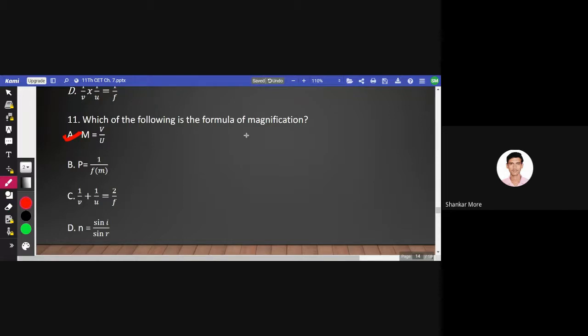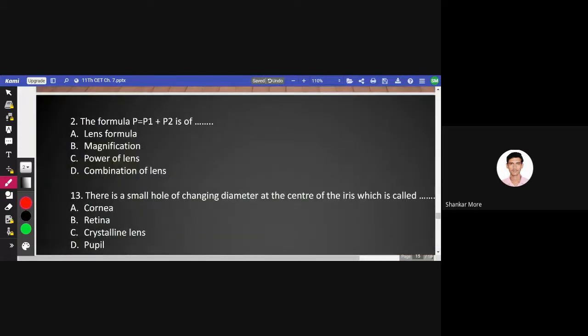So let's go further. The formula P is equal to P1 plus P2 is of dash dash. When do we use this formula? P is equal to P1 plus P2 plus so on up to infinity. Power of lens, or is it combination of lenses? When we combine lenses, we use this formula to find out their power, isn't it? So option D is correct, combination of lenses. This is the 12th question, not the second question.